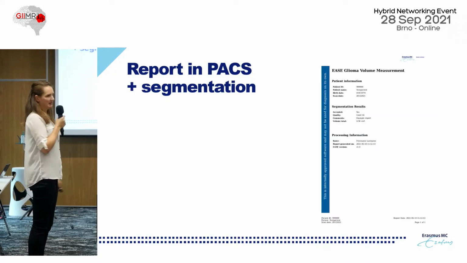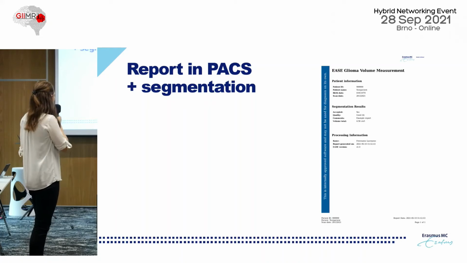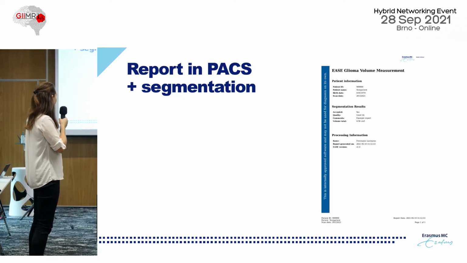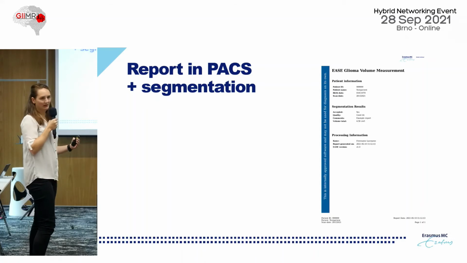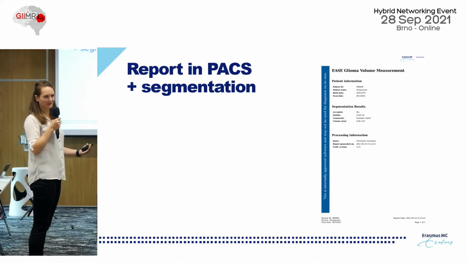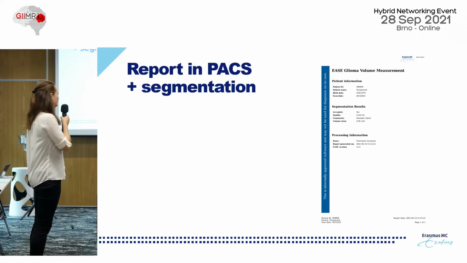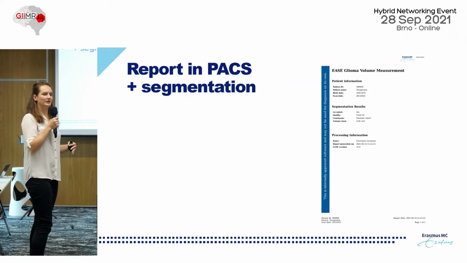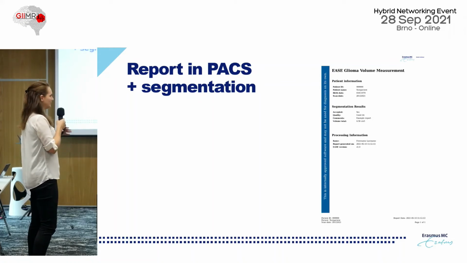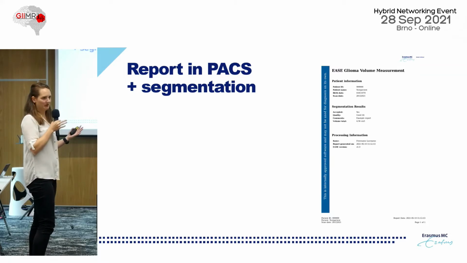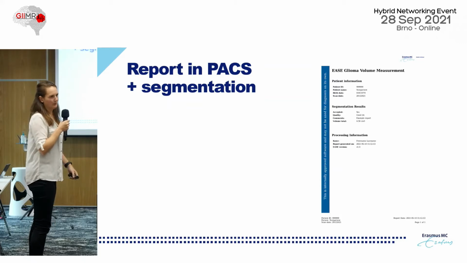And then a report is sent back to the PACS. It's just a PDF that includes the patient information, segmentation results, processing information, and the version number of the system, which is very important, because if we make any changes, then we want to know which version was used for the segmentation. And the actual segmentation is also made into a DICOM and sent back to the PACS. So they can always look back and think, I see volume measurements that I cannot explain. They see the segmentation and maybe they think, this was a bit over-segmented, so it makes sense that maybe the volume decreased.